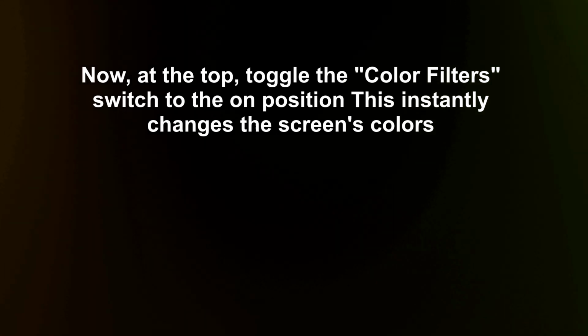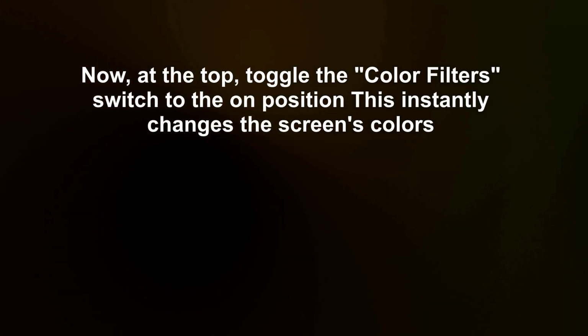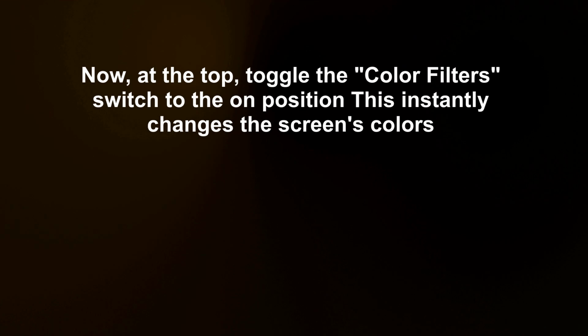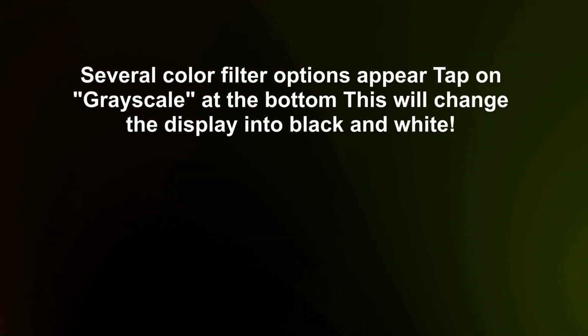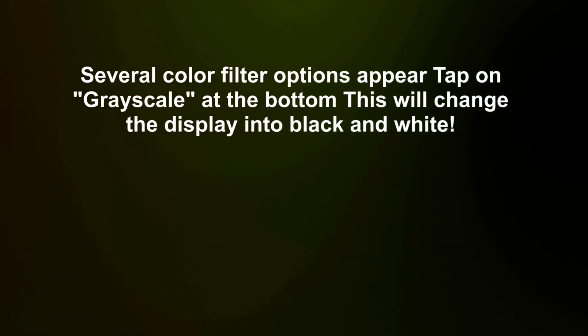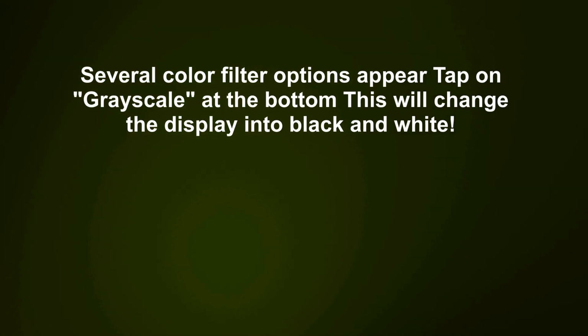Now, at the top, toggle the color filters switch to the on position. This instantly changes the screen's colors. Several color filter options appear. Tap on Grayscale at the bottom. This will change the display into black and white.